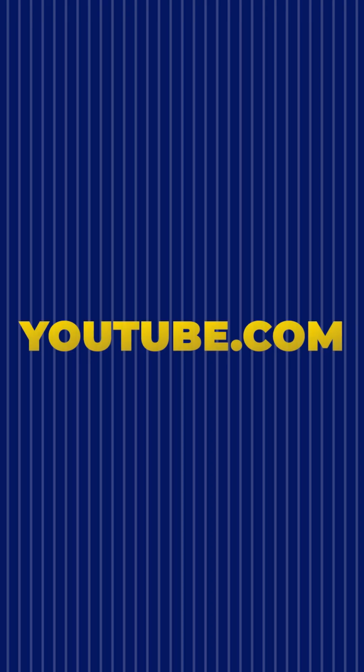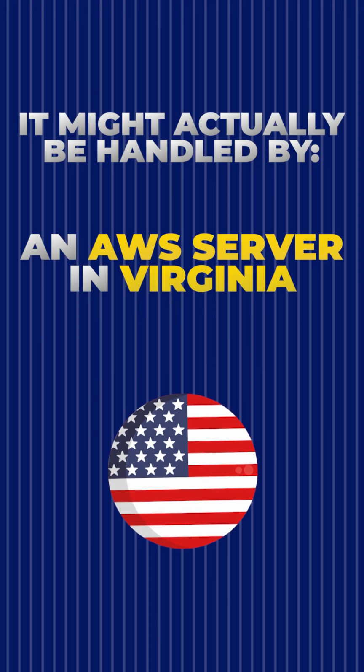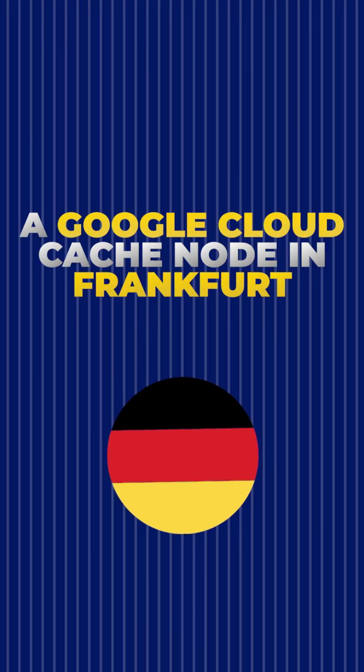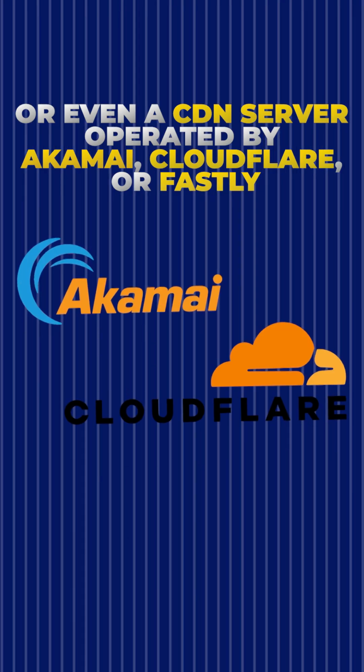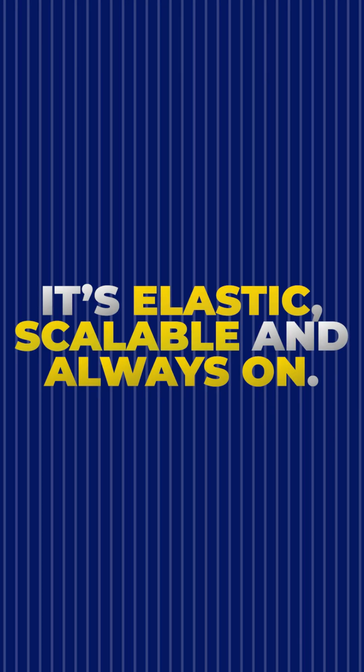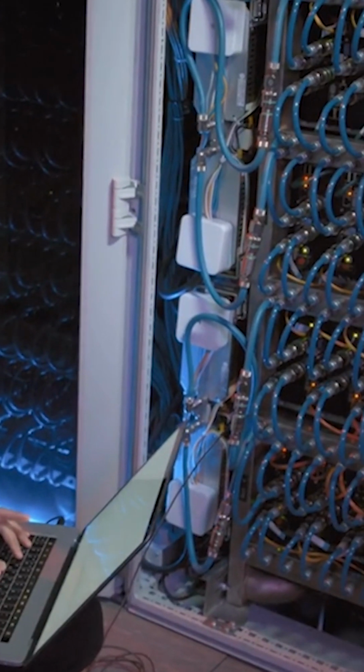So when your request hits youtube.com, it might actually be handled by an AWS server in Virginia, a Google Cloud cache node in Frankfurt, or even a CDN server operated by Akamai, Cloudflare, or Fastly. The cloud is not a singular place. It's a distributed network of rented servers. It's elastic, scalable, and always on. That's what makes it so powerful.